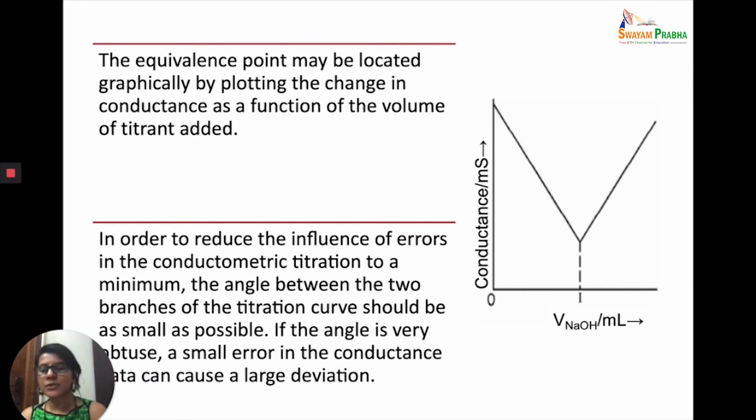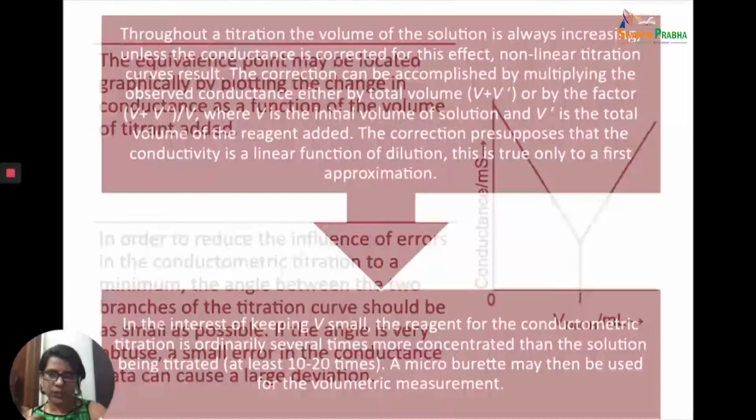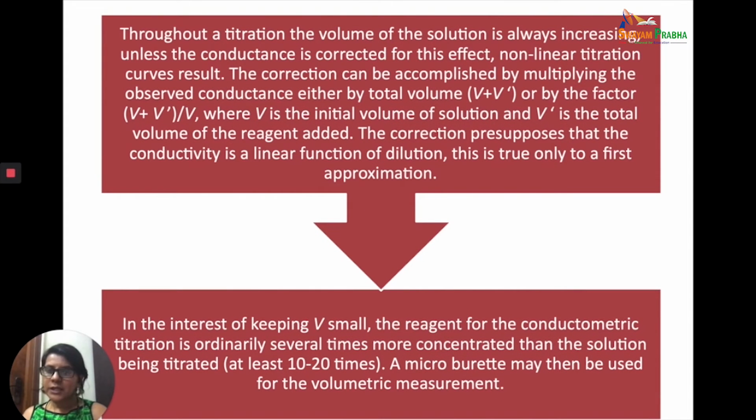When an obtuse graph is obtained, there are errors and the equivalence point that you obtain may not be correct. So reducing this error in conductometric titration is very, very important. And how do we go about doing it? There are two ways. Either you multiply by a correction factor. The correction factor is either V plus V dash, or V plus V dash by V, where V is the initial volume of the solution and V dash is the total volume of the reagent added.